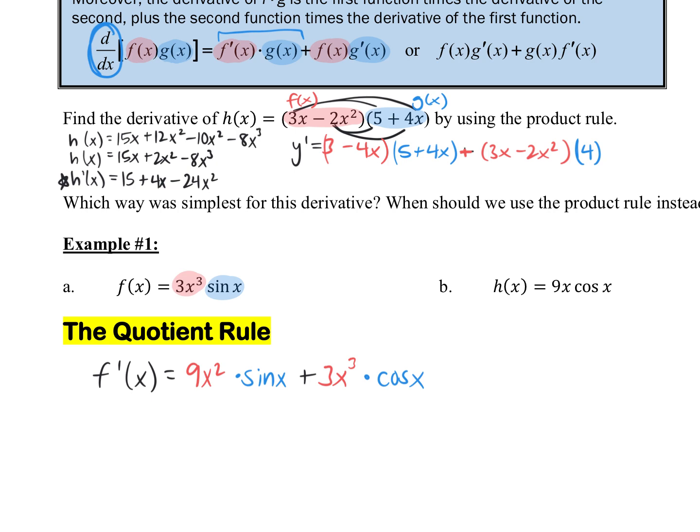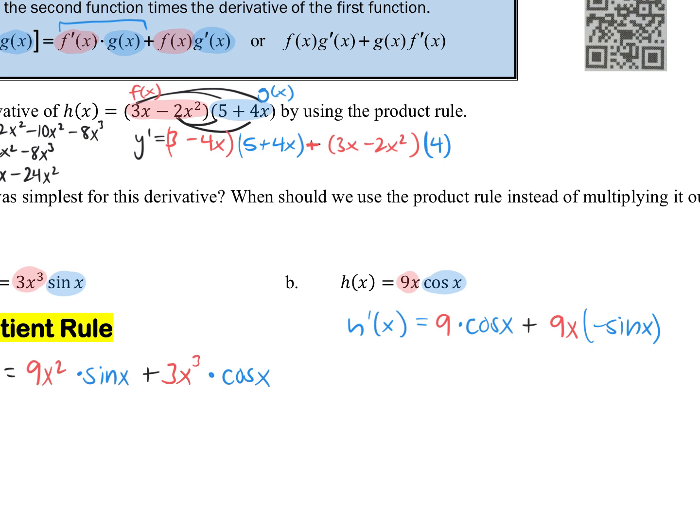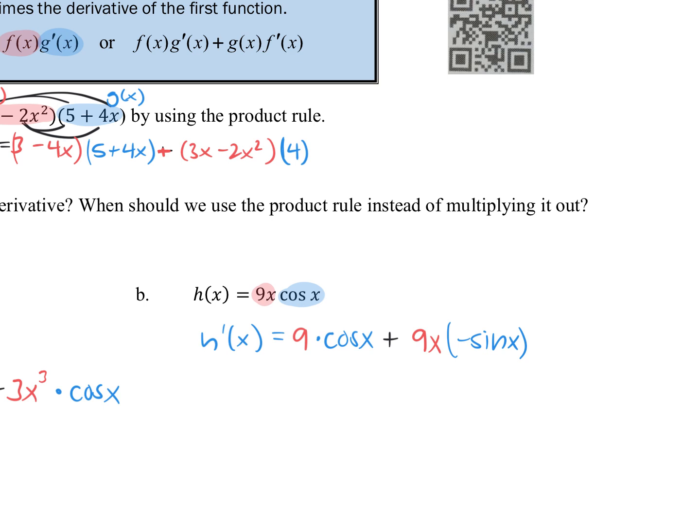Sound good? Okay. Why don't you guys try out letter B for me? Cosine of x and 9x, those are being multiplied together. Find the derivative. All right, did we get what I have up there? 9 times cosine x, 9x times negative sine of x. Could we have also changed this to a minus 9x times sine of x? Things like that would be fine. But if you start doing crazy things like trying to take out 9s and stuff, don't do that, okay? Just do the product rule or the quotient rule, okay?